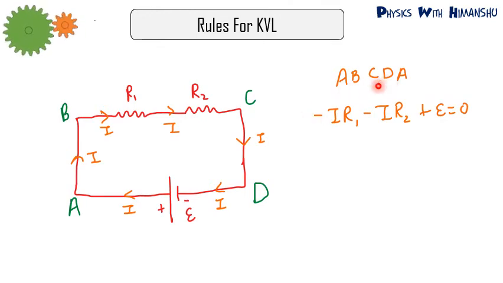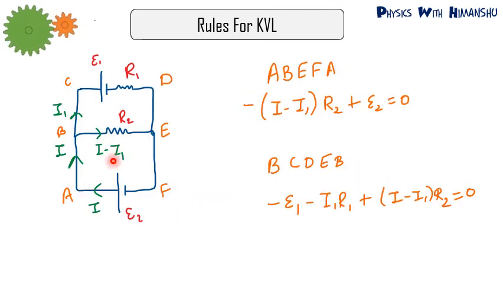Now I take one more example where the circuit will be complex. Suppose in this circuit, we have two batteries, E1, E2, and two resistances R1, R2. Now I'll take any battery, and I'll take current I from that battery. The current will reach this point. Now at this point the current will divide.